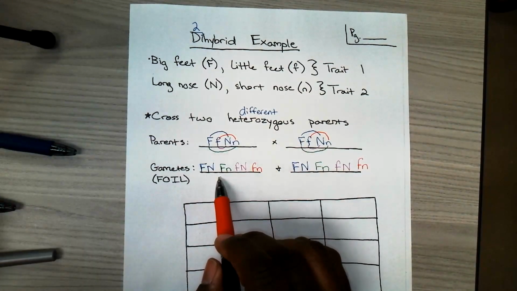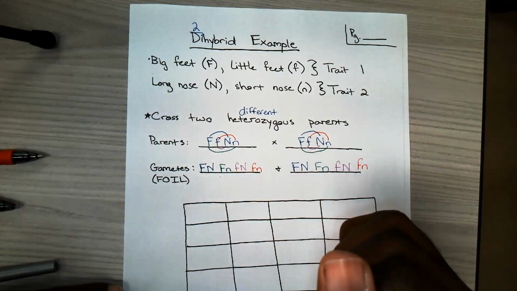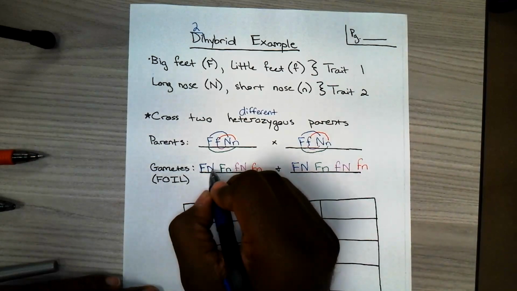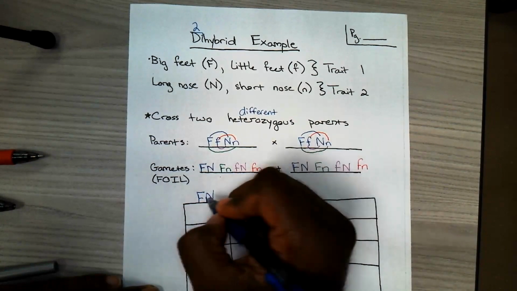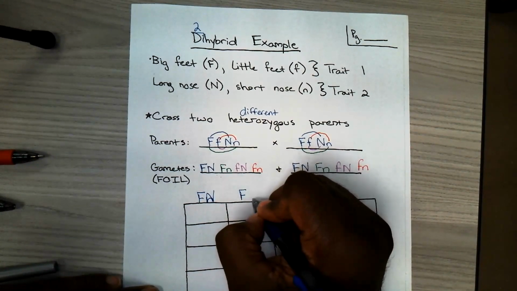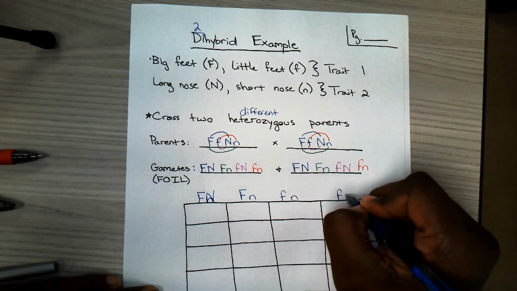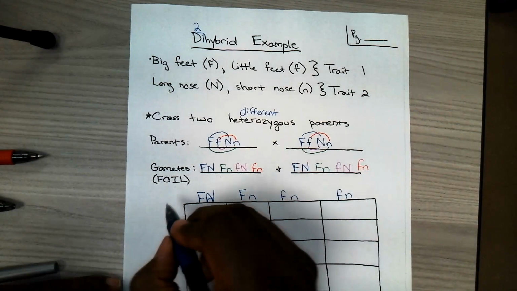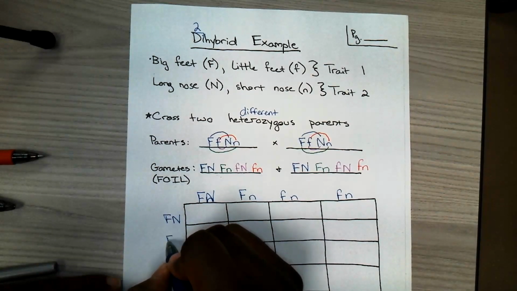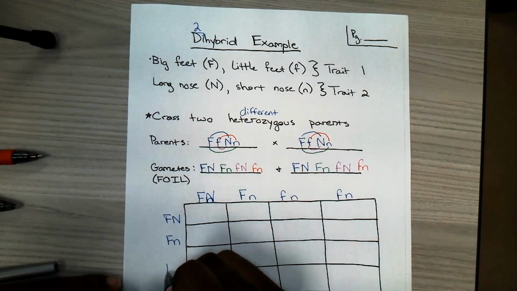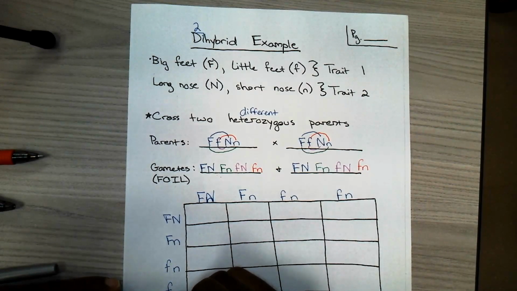So now I'm going to take this first parent, and they're going to get lined up here. So we're going to go this parent here. So big F, big N, big F, little n, little f, big N, and little f, little n. I'm going to take this parent, come here. So we have big F, big N, big F, little n, little f, big N, and again, little f, little n.